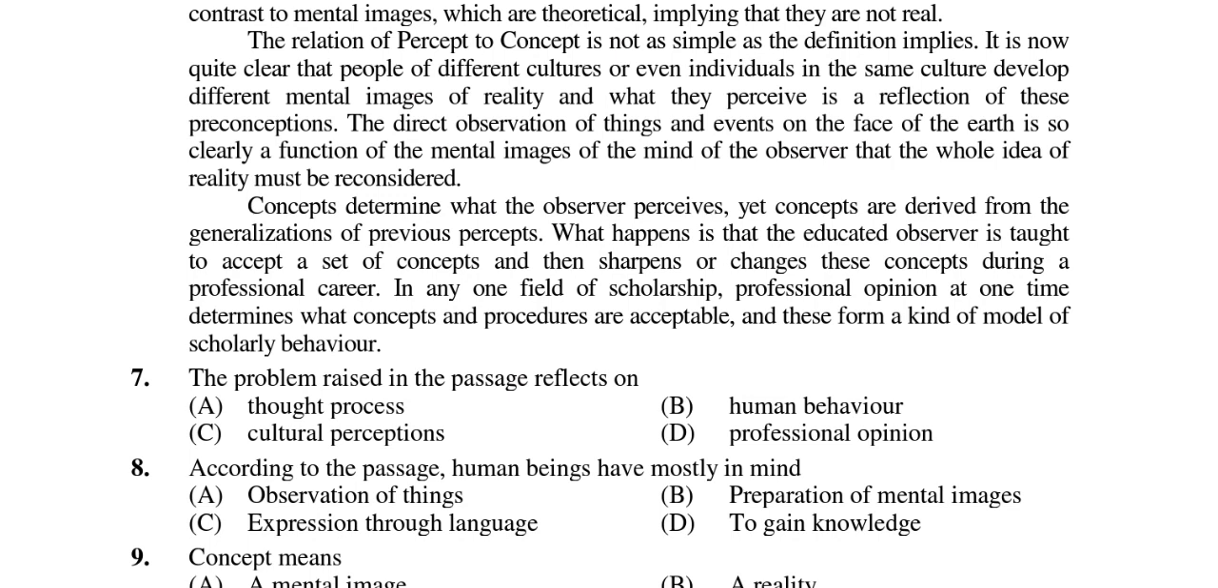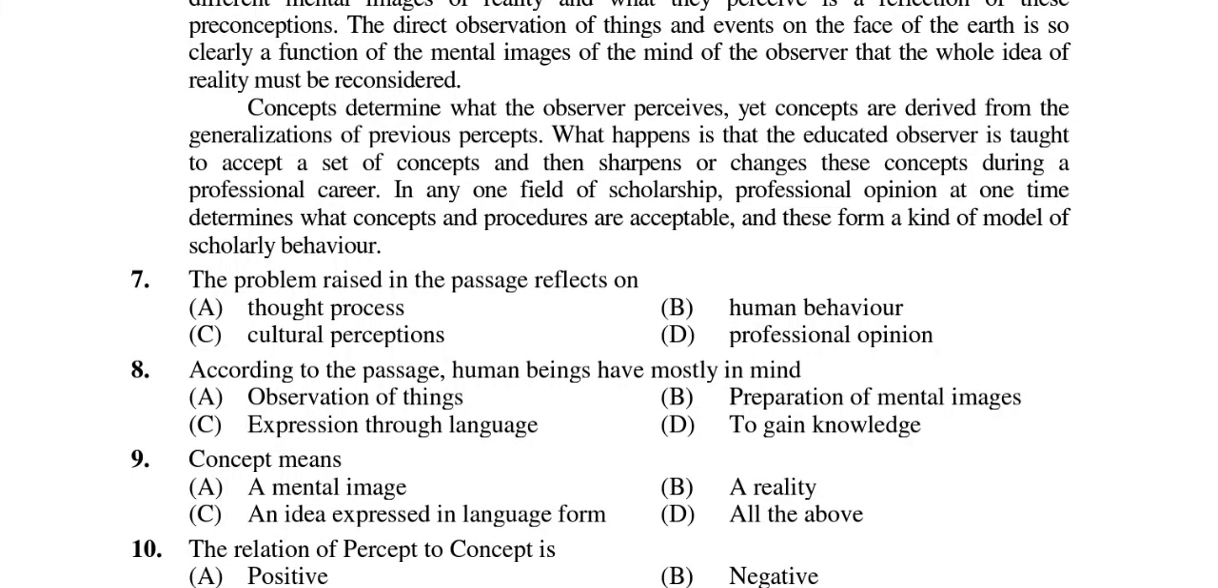The relation of percepts to concepts is not as simple as the definition implies. It is now quite clear that people of different cultures, or even individuals in the same culture, develop different mental images of reality, and what they perceive is a reflection of these preconceptions. The direct observation of things and events on the face of the earth is so clearly a function of mental images in the mind of the observer that the whole idea of reality must be reconsidered. Concepts determine what the observer perceives, yet concepts are derived from the generalization of previous percepts.